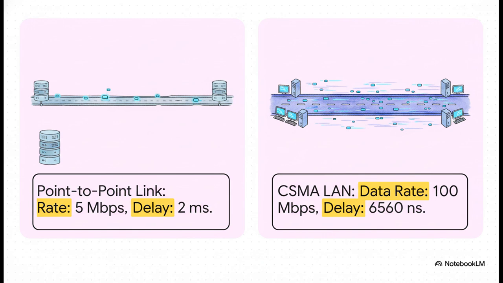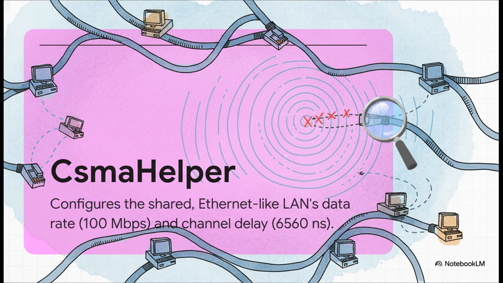And just like in the real world, not all connections are the same. NS3 models this perfectly. Check out the numbers. The point-to-point link is a pretty standard 5 megabits per second, but the internal office LAN is a blazing fast 100 megabits. These little details are exactly what makes simulations so valuable, because you can start to see where bottlenecks might happen.